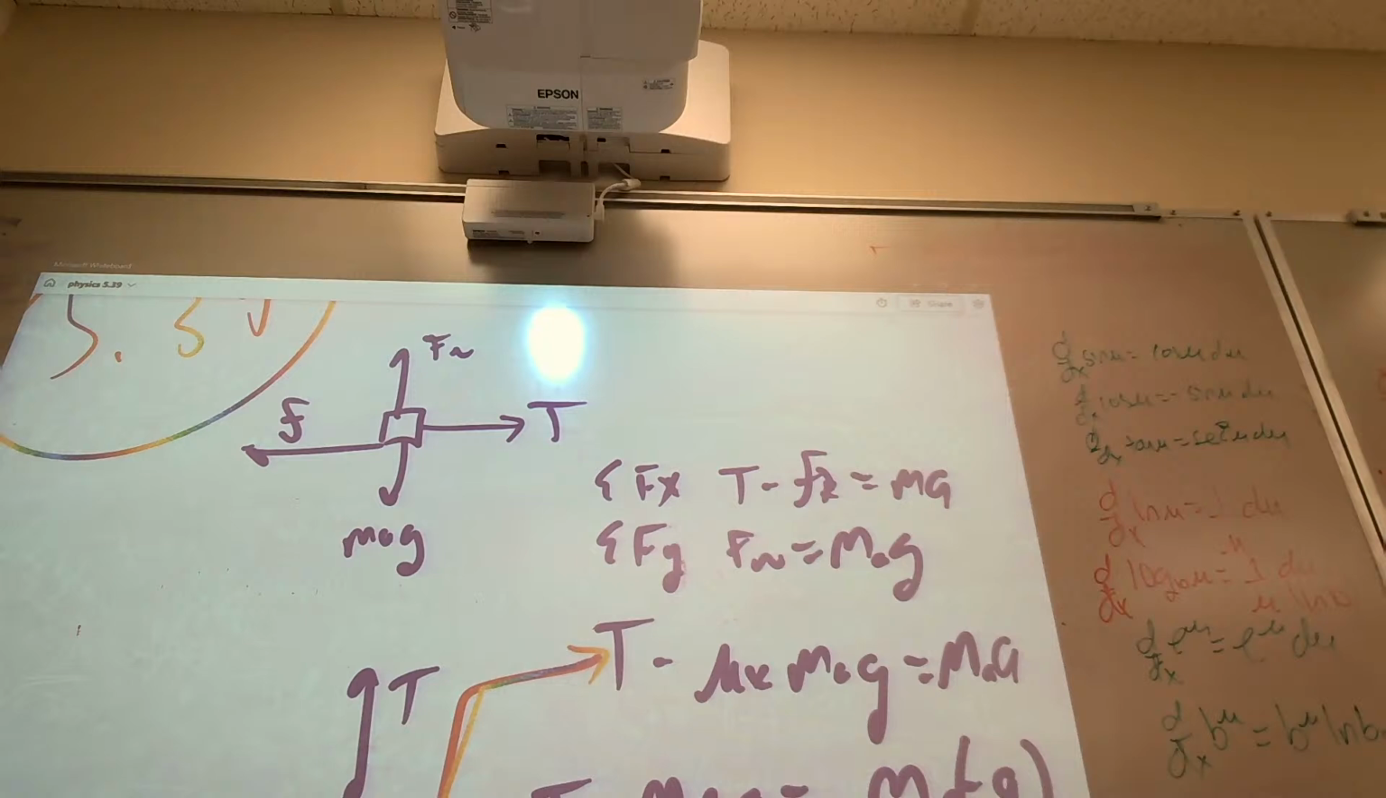Add those two equations together. That's elimination. You could have also used substitution.